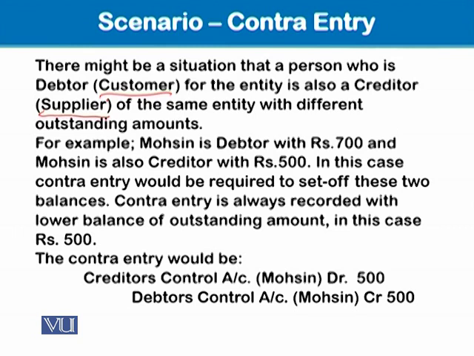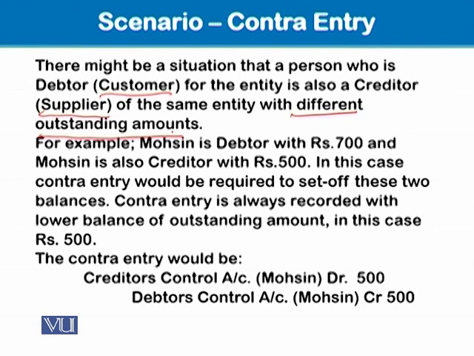Okay? So when you are selling cars to that company for their employees, supposedly they are purchasing 10-20 cars from you, they will become your customer, and when you are buying tires from that company, they will become your supplier. So the same person can be a supplier as well as a customer for the entity. But the thing is, the amount outstanding could be different.